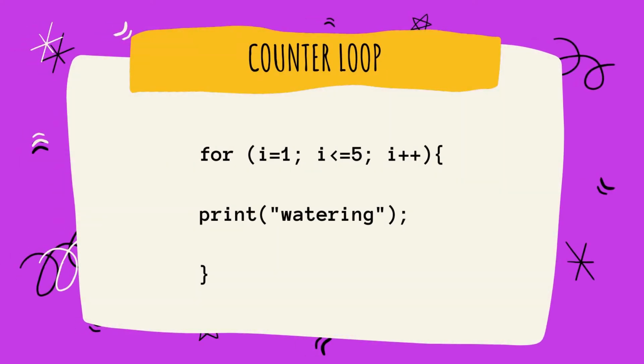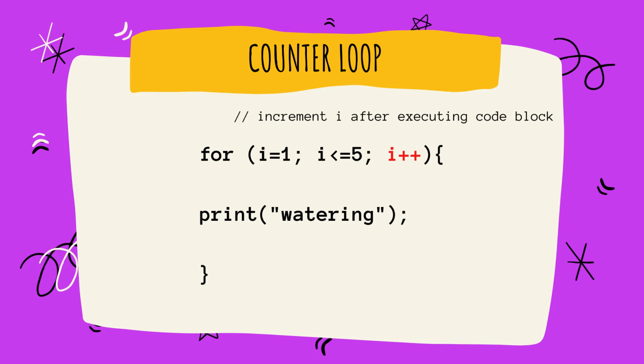Now let's see an example of a for loop. For i = 1; i <= 5; i++, print watering. Here we can see, in the first block, we are initializing the value of i to 1. In the second block, we are checking the condition for how many times the loop must run, and we are specifying the loop has to run 5 times. So we are checking the i value to be 5 to stop the loop. And in the next block, we are incrementing the value of i using i++.